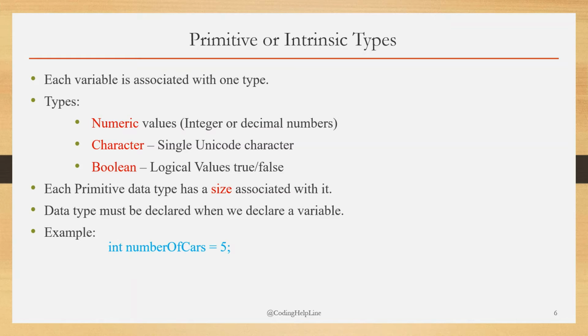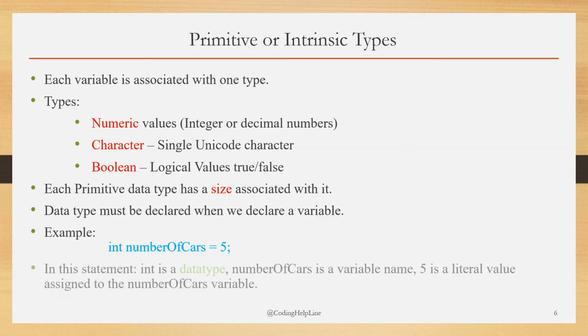For example, int numberOfCars = 5. So numberOfCars is a variable name, int is a data type, and 5 is a literal that has been assigned to the variable. 5 is stored within the memory block, and numberOfCars is the name of that memory block. In this statement, int is a data type, numberOfCars is a variable name, and 5 is a literal value assigned to the numberOfCars variable within the memory of the program.